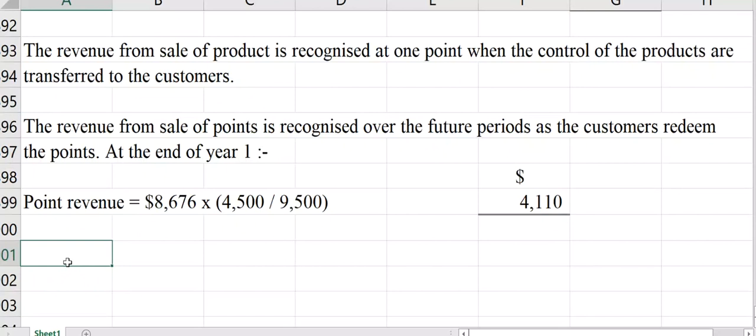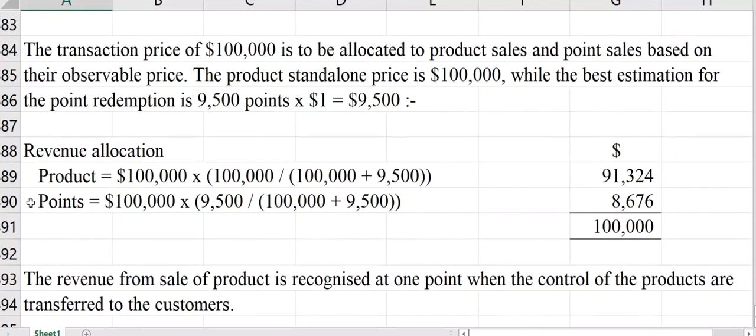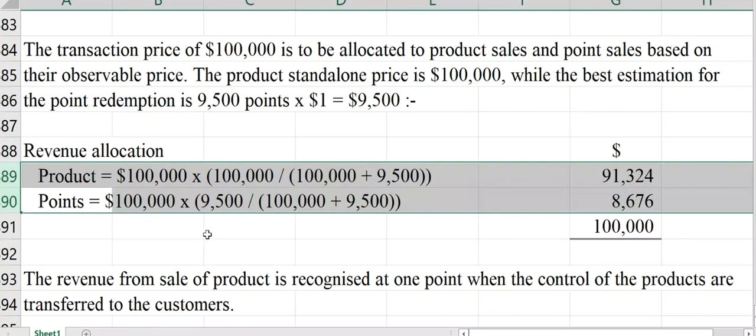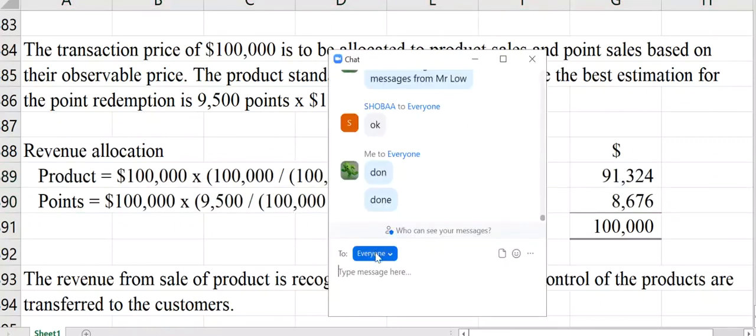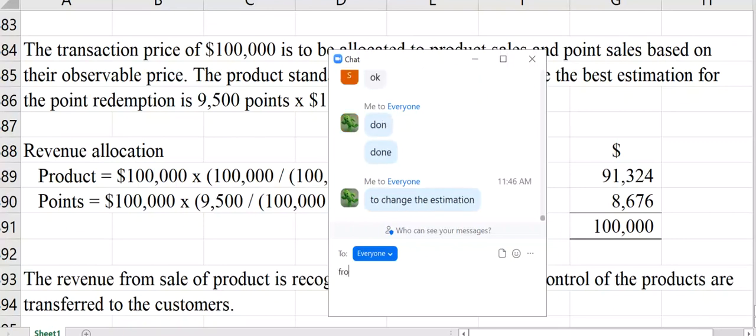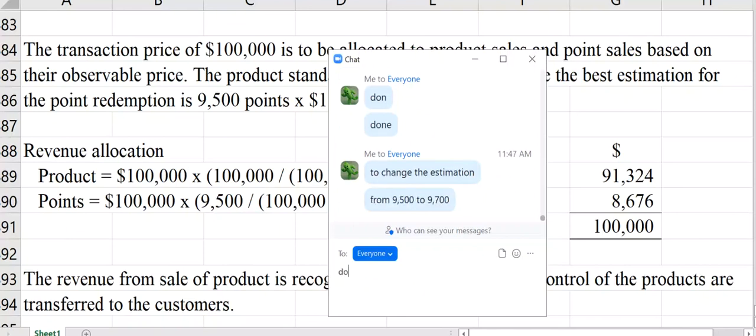But the problem is, if I change my estimation to 9,700, then that means on day one, when I broke the revenue allocation, I used the wrong basis already, isn't it? Because I used 9,500, and now you say you have to use 9,700. So let me ask you a question. To change the estimation from 9,500 to 9,700, you will adjust the figure.